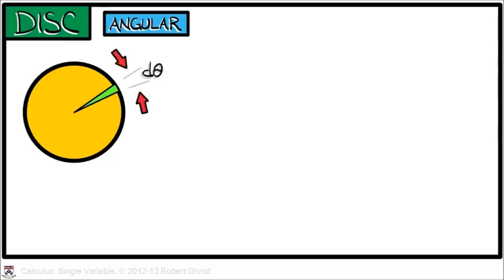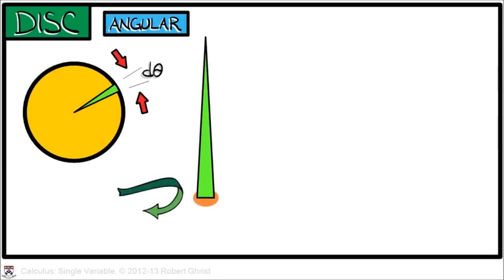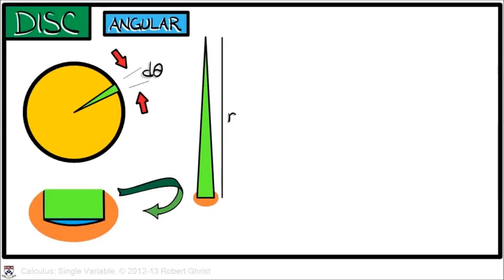Consider an angular variable, theta, and consider a wedge defined by an infinitesimal angle, d theta. Then, thinking of this wedge as approximately a triangle, not exactly, but approximately a triangle, to first order, what would the dimensions be? Well, we would say that the height of the triangle is roughly r, the radius of the circle. The base is going to have length r times d theta.